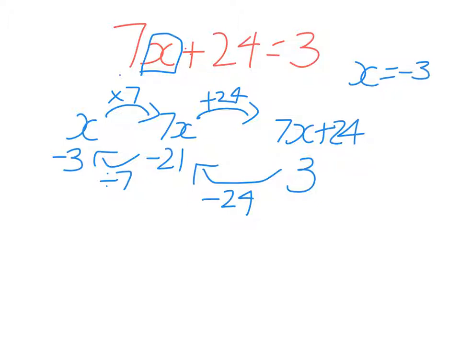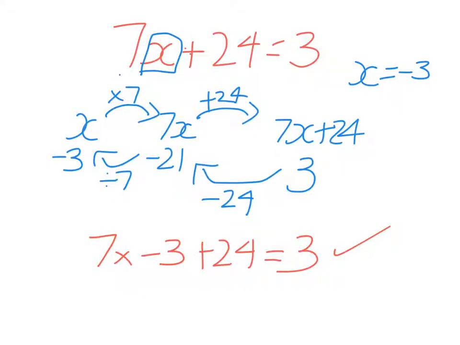Again, I can check it by substituting into the equation: 7 times negative 3 plus 24. If I put that on my calculator, I get 3. So this is a true statement, and I know my answer is correct. Now, please don't assume that the answer to an equation has to be a whole number, and don't assume that it has to be a positive number. It can be negative, it can be a fraction or decimal.